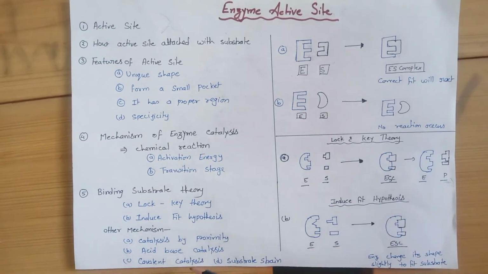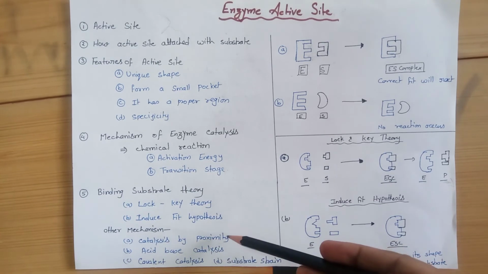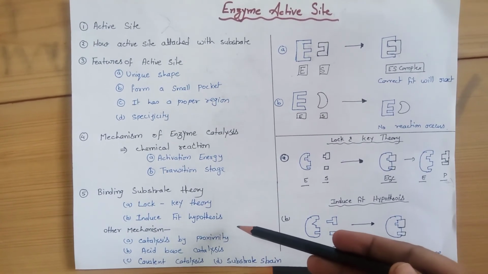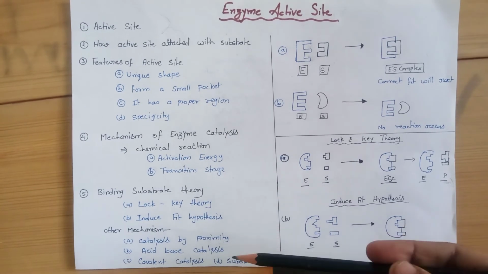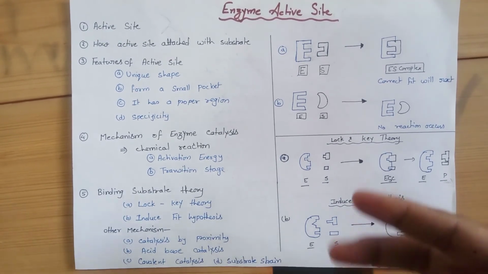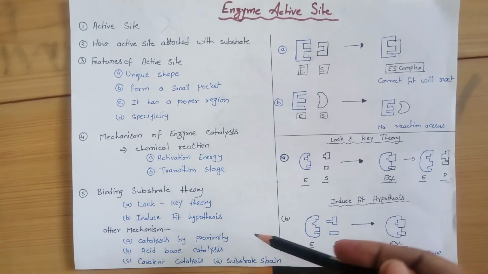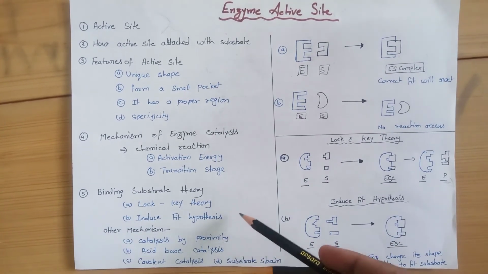And the third one is covalent catalysis. Here a covalent bond is formed. The rate of enzyme reaction may be enhanced by the formation of a covalent bond between the enzyme and substrate to produce a highly reactive covalent intermediate. Okay, a covalent bond, as I told you, is where two atoms share their electrons between them.